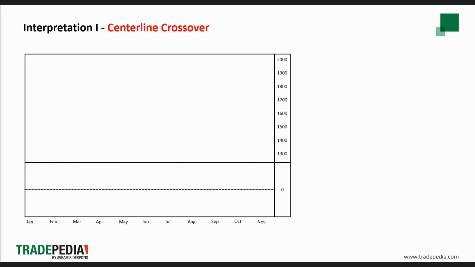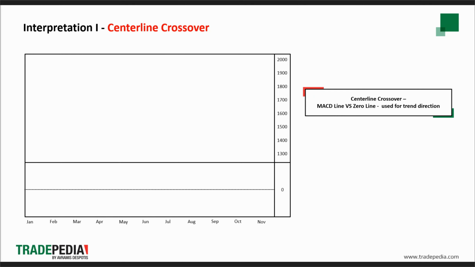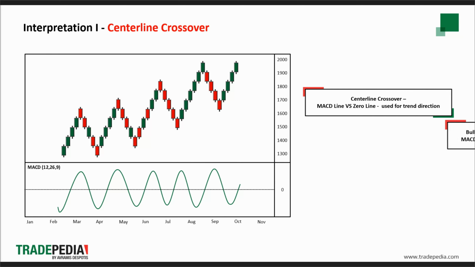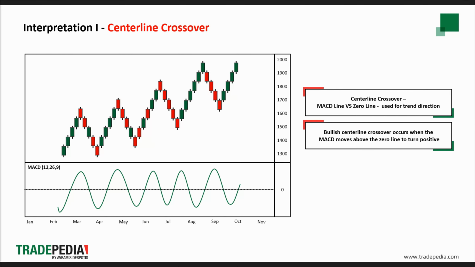The first interpretation is the center line crossover, or the zero line crossover, and you use that for trend direction. Let's look at this graph. Very, very bullish, correct? When the MACD line crosses above the zero line, it moves into positive territory. That is a bullish signal. If the MACD crosses above the zero line and holds above it, price should be quite bullish.